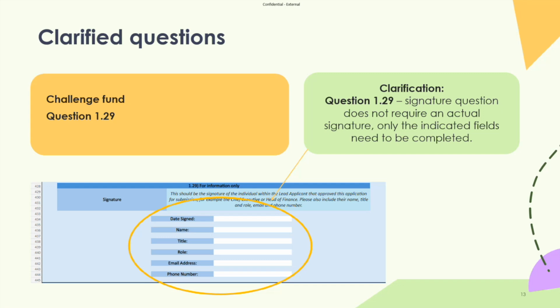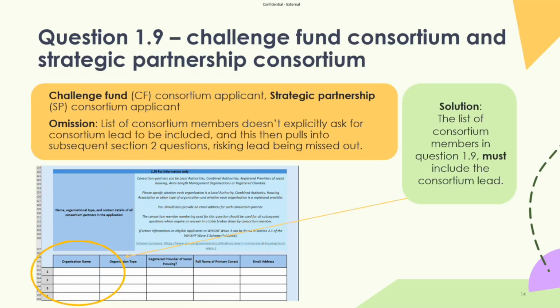In 1.9, for the Challenge Fund Consortium and Strategic Partnerships Consortium, so in both application processes, it's important to put down the lead applicant on that list, because this list gets pulled through to other elements of the application form. If you miss out putting the lead applicant there, it will be missed out further through the application form. So it's really important to get every member in as part of the list of consortium members.